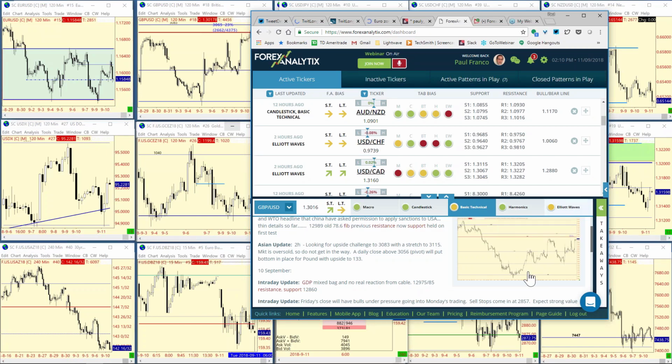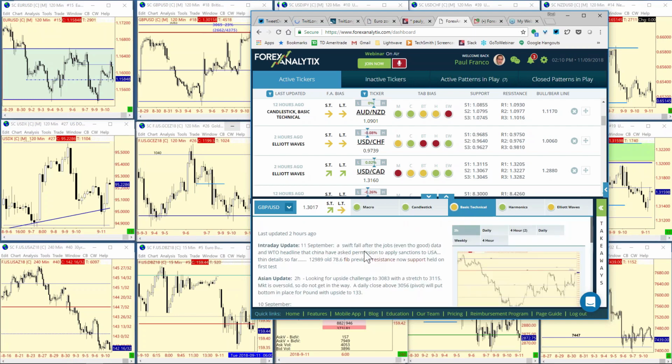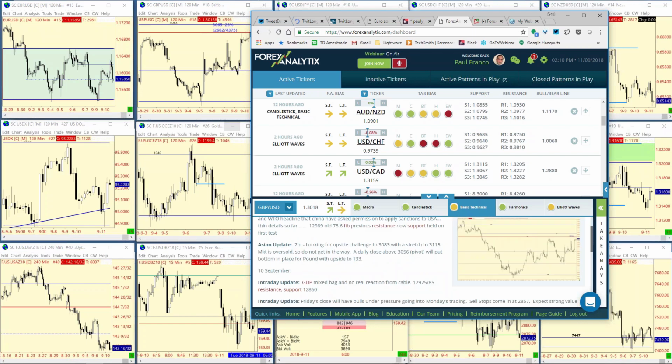Like I said, here was just one on the cable. This one was updated. This one wasn't mine, but it says a swift fall after the jobs, even good data. WTO headline: China have asked permission to apply sanctions to the USA. The details so far: 29.89, the old 78% retracement, or resistance support, held on the first test.